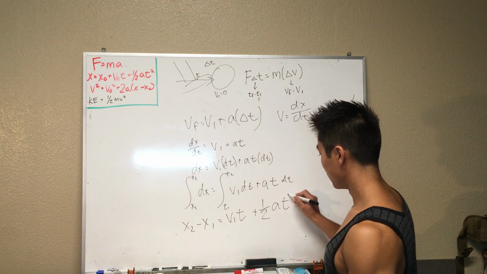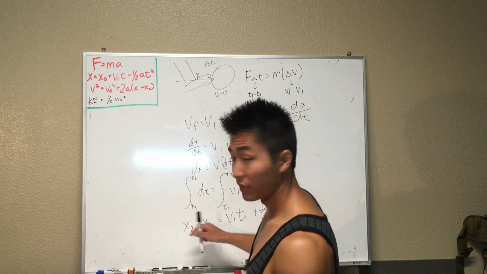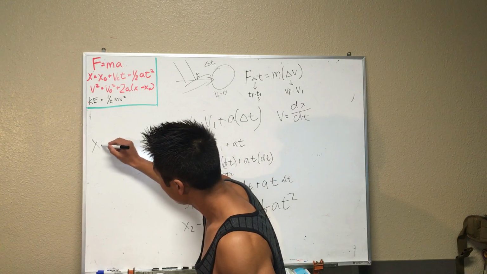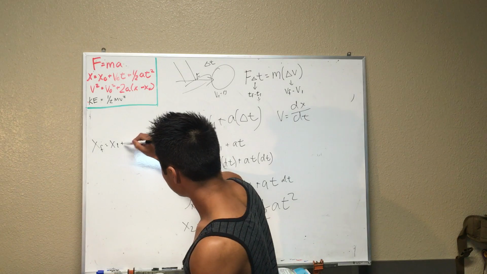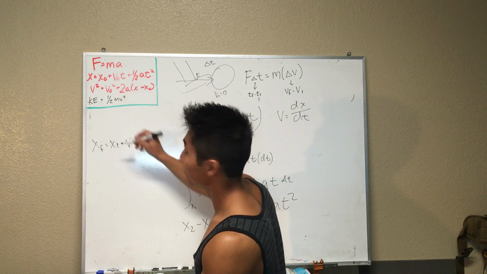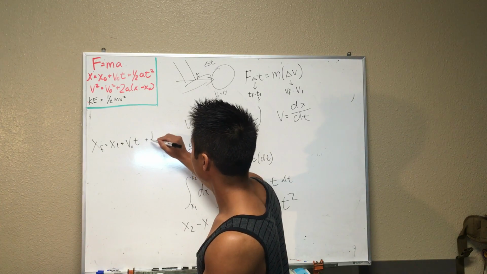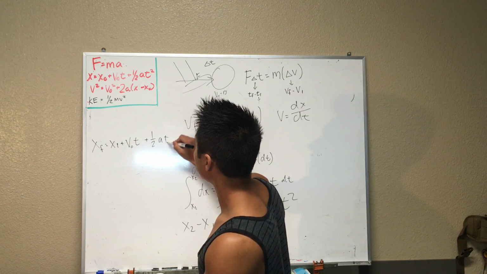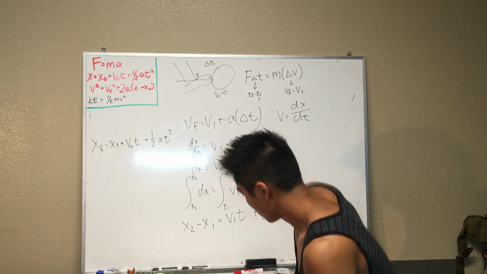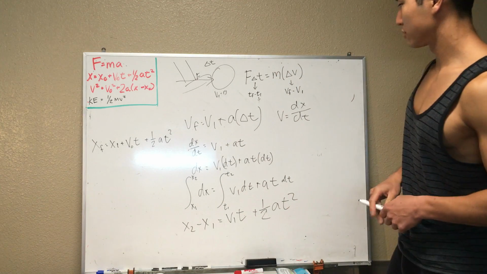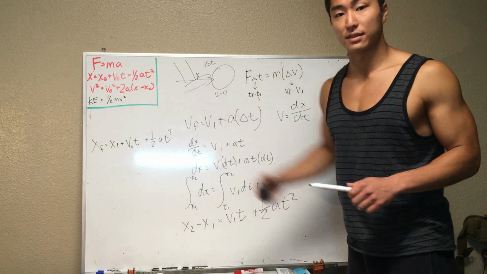a t squared. And all we have to do to finalize this is bring the x1 over to this side, so we have our x final is going to be x1 plus v initial, or we could say v naught as our initial, times time, plus 1/2 a t squared. So that's our first example. Good, right? All right. And then going back to our acceleration, we're going to now solve and derive the second formula.